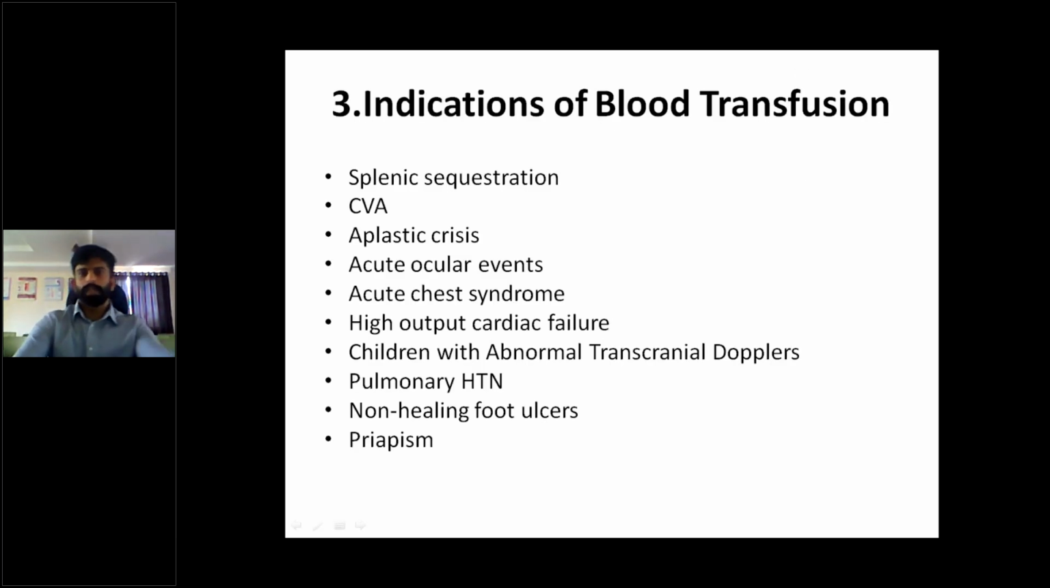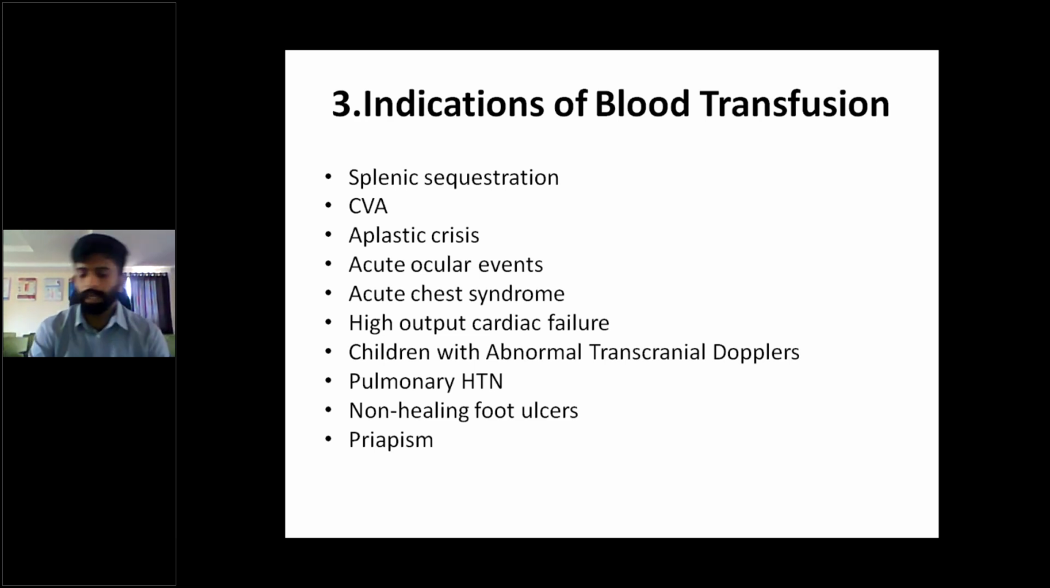So the third one is indications of blood transfusion. Indications in sickle cell anemia are splenic sequestration, where the accumulation of blood almost happens in the entire spleen, and the patient is going to have hypotension, severe abdominal pain, sometimes even splenic rupture also. It is very common in young children. Splenic sequestration is an important indication for blood transfusion.